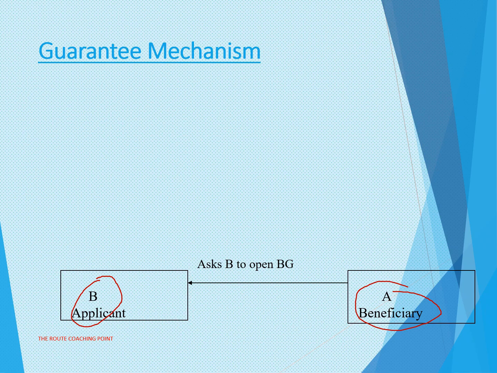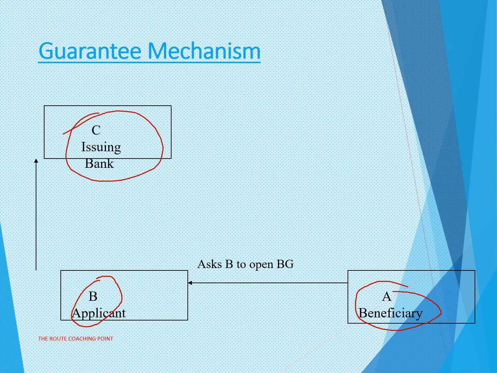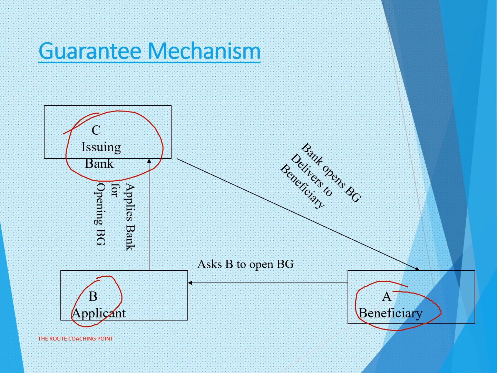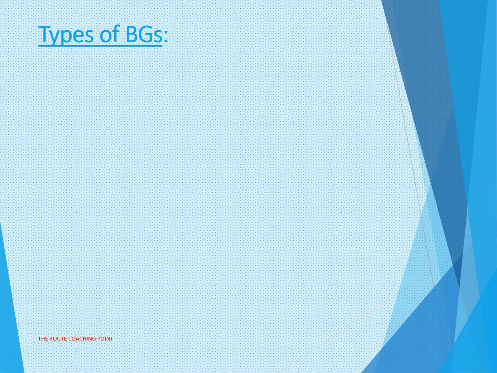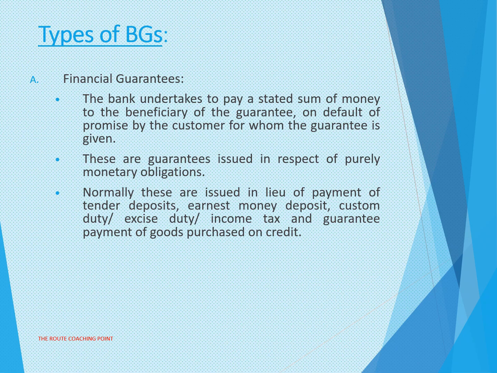Okay, so A asks B to open a BG, and C is the issuing bank of the applicant, Dilip Buildcon. So the applicant applies to the bank for opening the BG, and here SBI opens a BG and delivers it to the beneficiary. Okay, now the beneficiary gives an advance to the contractor to perform.